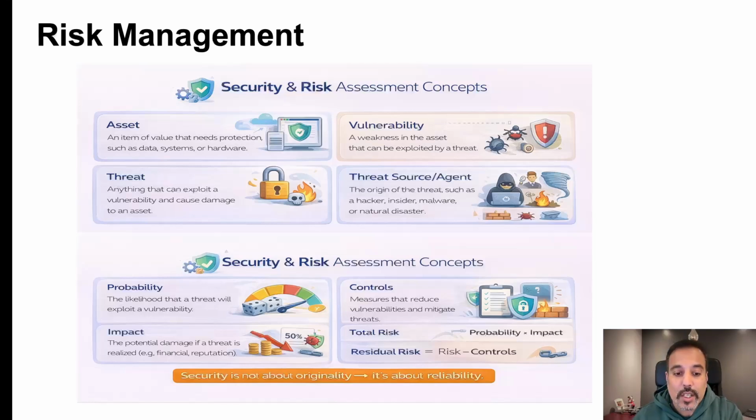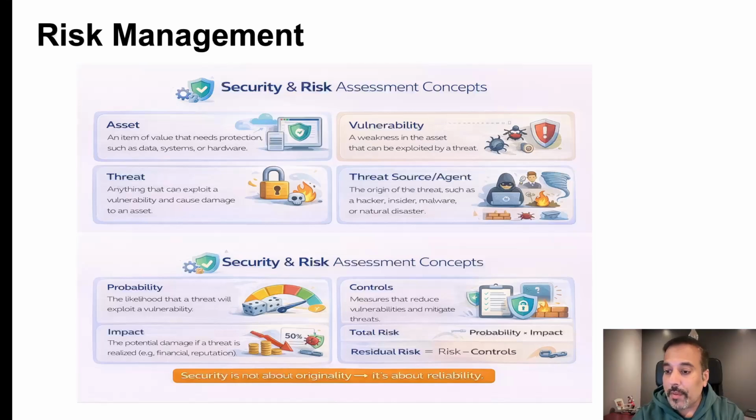Threat source or agent is who or what is behind the attack. That can be an external attacker, a malicious insider, an automated bot, malware, or a natural disaster. Yes, it is a threat source or threat agent. So these are all examples of the threat source or agent.